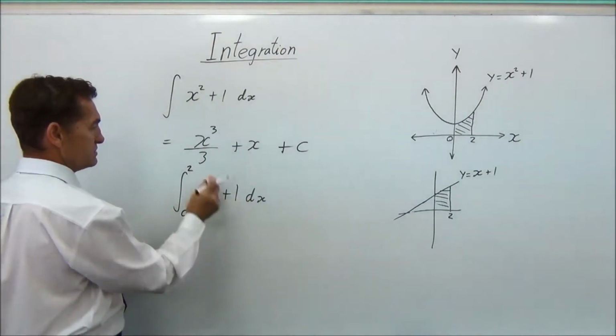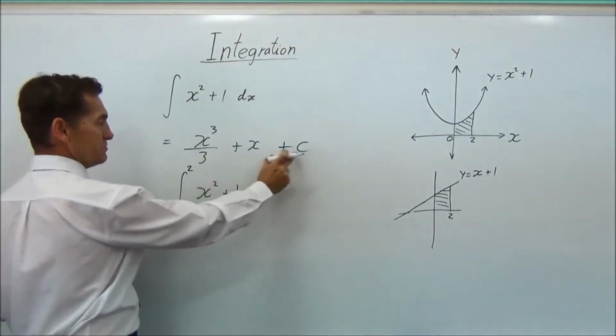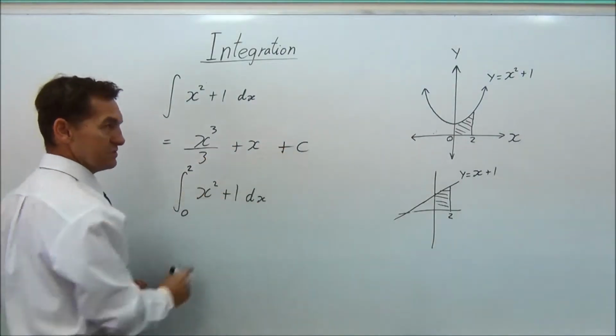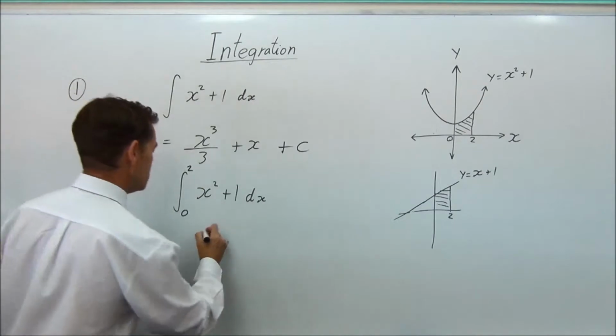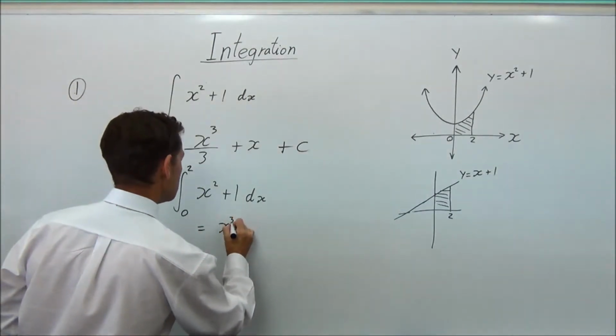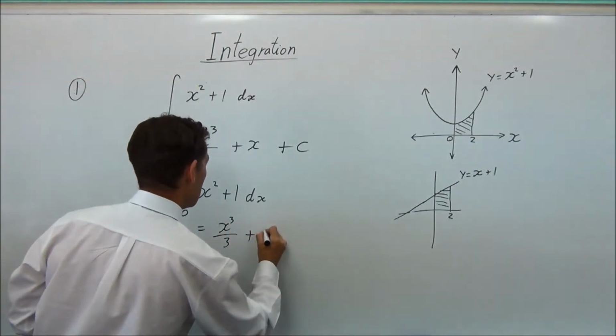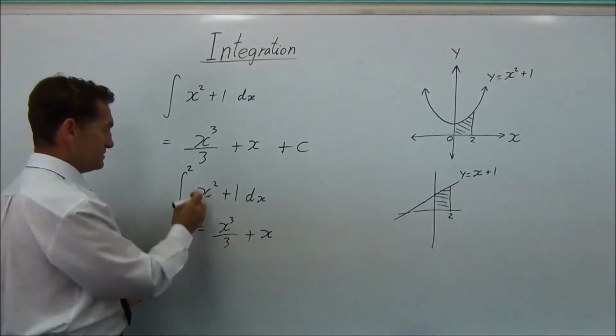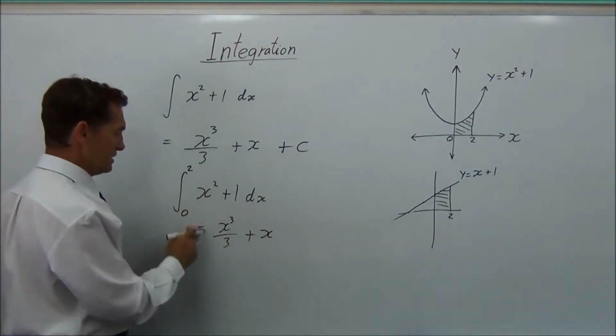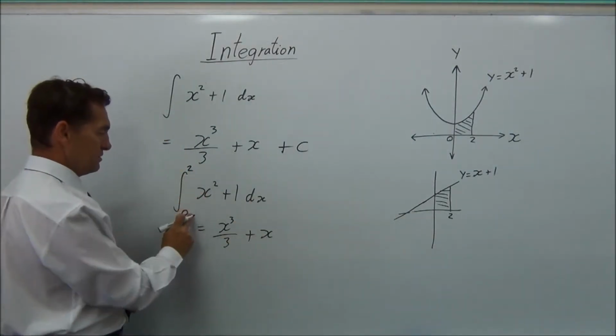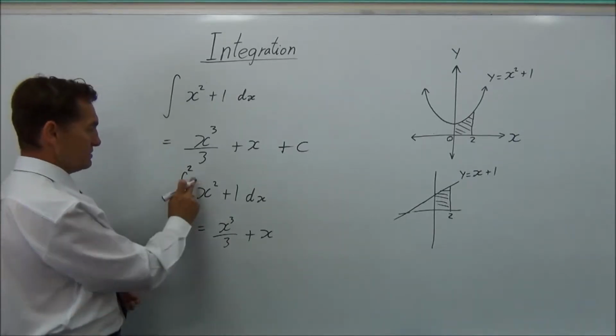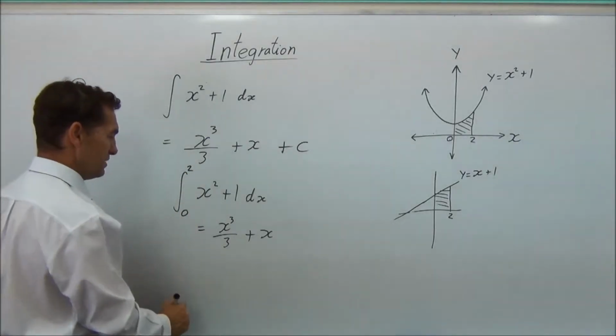So if we integrate this, we know we're going to get that response to start with, except there's no c. We're just going to get this bit. We're just going to get x cubed on 3 plus x. And the reason there's no c is we know where we're integrating. So now you're going to substitute in those one at a time. And we're going to do this, take away this.